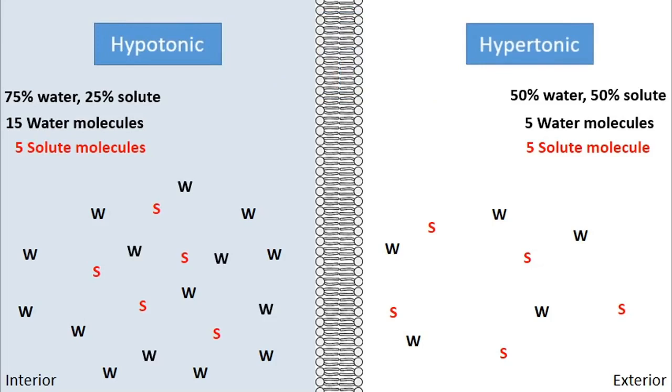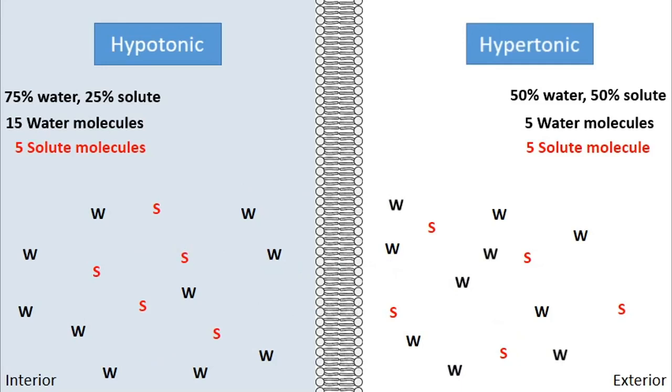Hypotonic is a solution with a lower concentration of solutes. 25% is a lower concentration than 50%. Now, what would happen over time? Remember, what does water do over time? Through osmosis, it will diffuse. Watch the water on the left. It will diffuse slowly over time until there's an equilibrium, a balance.